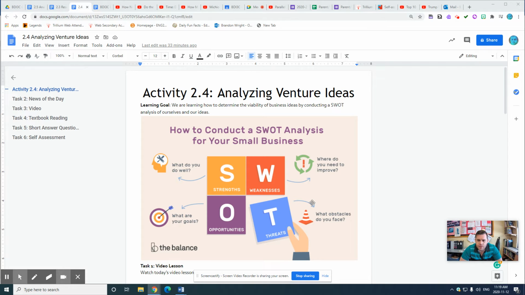Today, we're going to be analyzing venture ideas. So the goal is we're going to learn how to determine the viability. Viability just means chances of success of business ideas by conducting what's called a SWOT analysis of ourselves and our ideas. So SWOT analysis stands for strengths, weaknesses, opportunities, and threats. So looking at these things about us and our business idea helps to determine if a business idea is good or not.